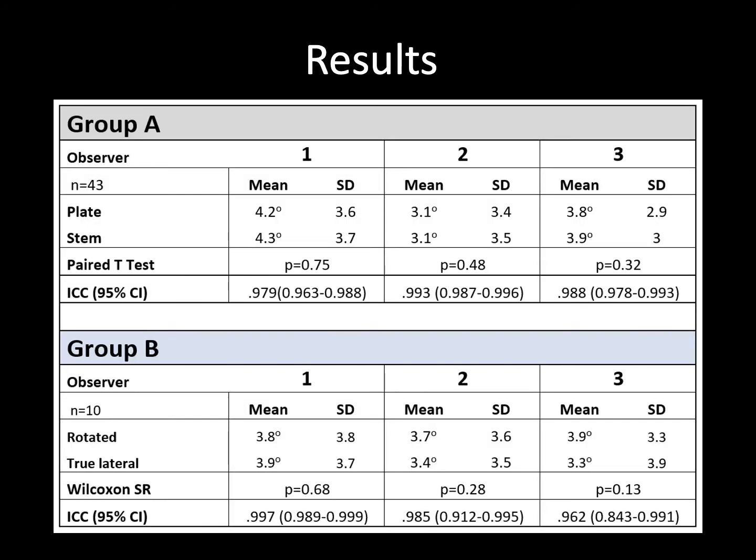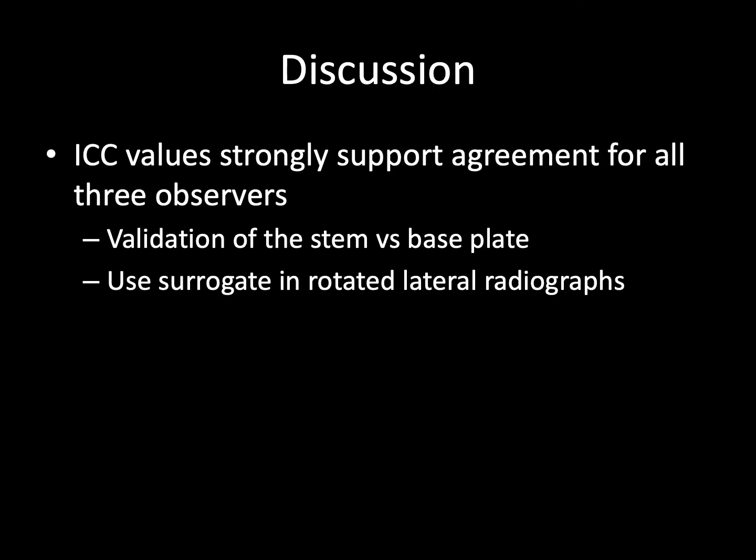In Group A, our results showed near perfect agreement for all 3 observers when measuring the posterior tibial slope on the same radiograph, comparing the plate and the stem. And similarly in Group B, when the rotated and the true lateral radiographs were compared for measurements of the posterior tibial slope using the stem as a surrogate marker and the base plate on the true lateral, with similar results for all 3 observers. Our results strongly support agreement for all 3 observers in both groups, and therefore we've been able to validate the stem as a surrogate marker and apply its use in rotated lateral radiographs.